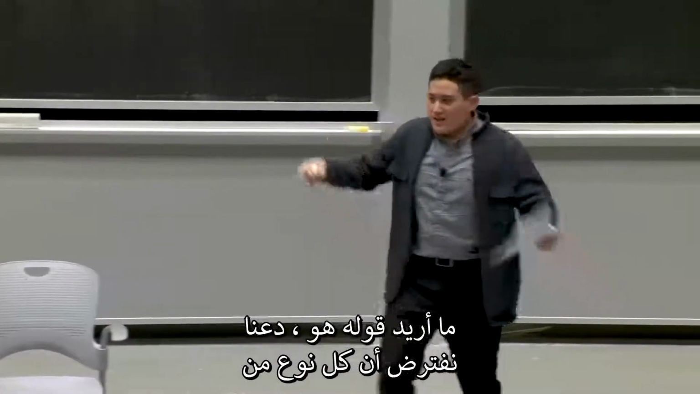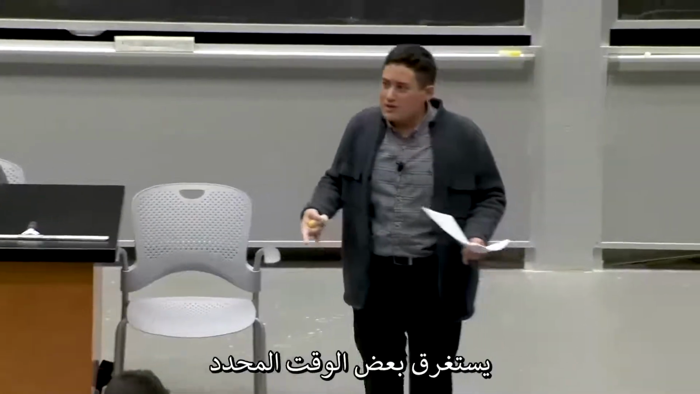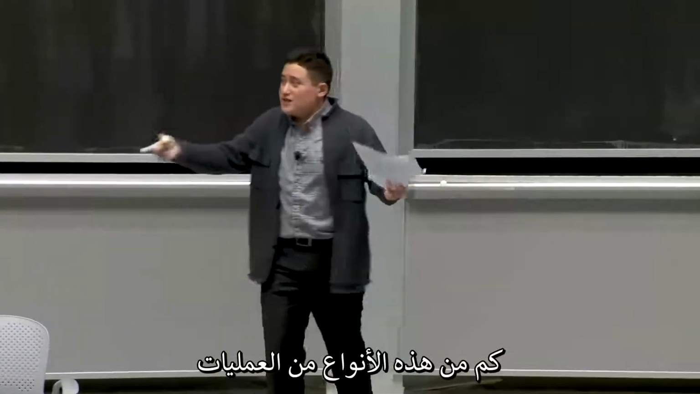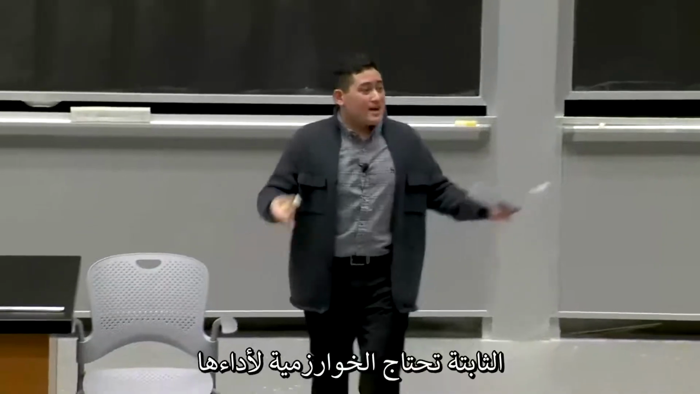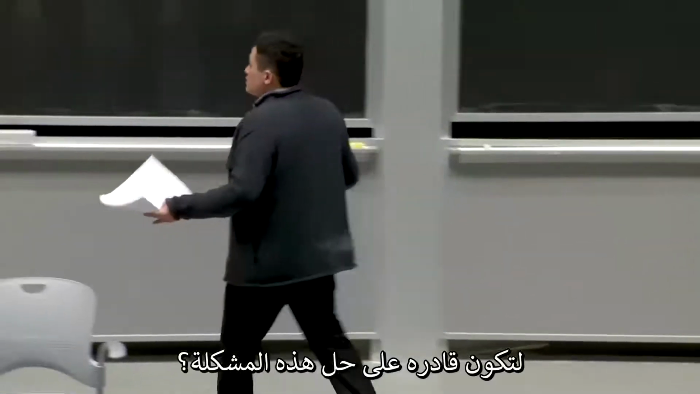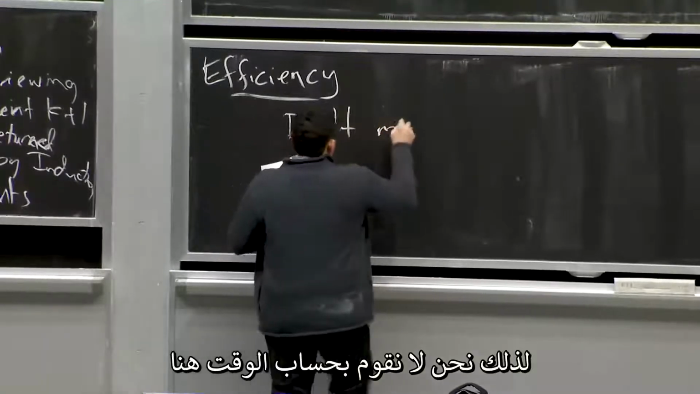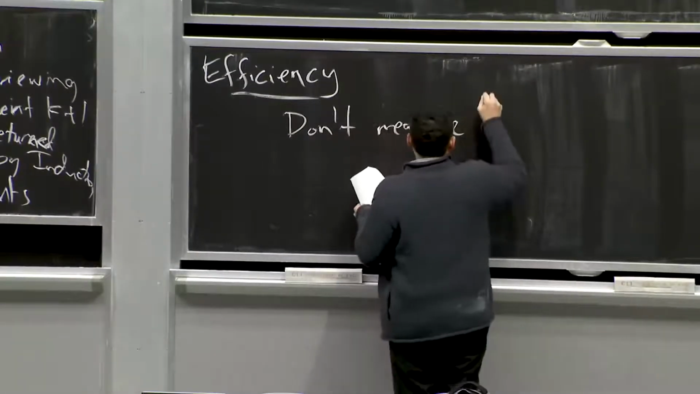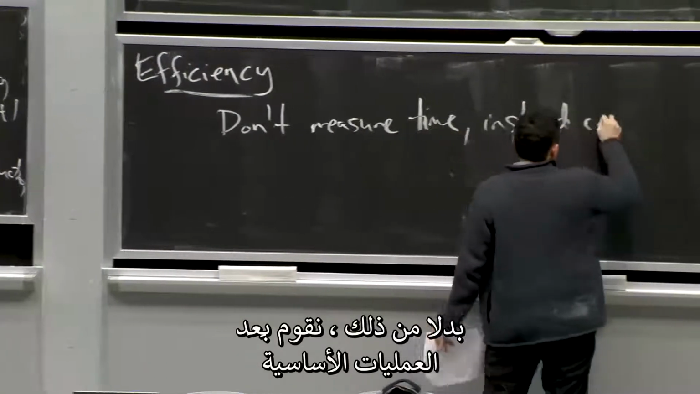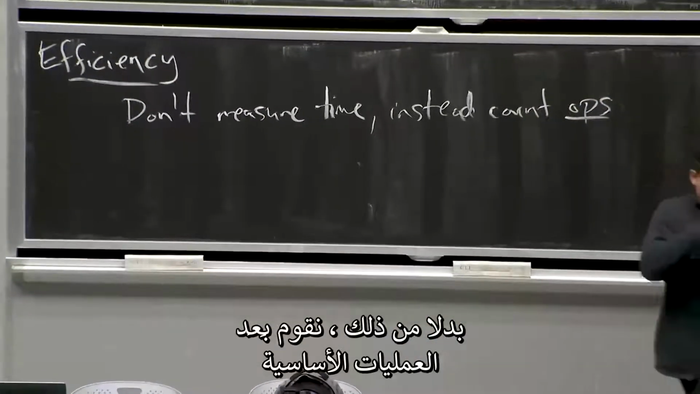What I want to say is, let's assume that each fundamental operation that the computer can do takes some fixed amount of time. How many of those fixed operations does the algorithm need to perform to be able to solve this problem? So here we don't measure time. Instead, count fundamental operations, okay?